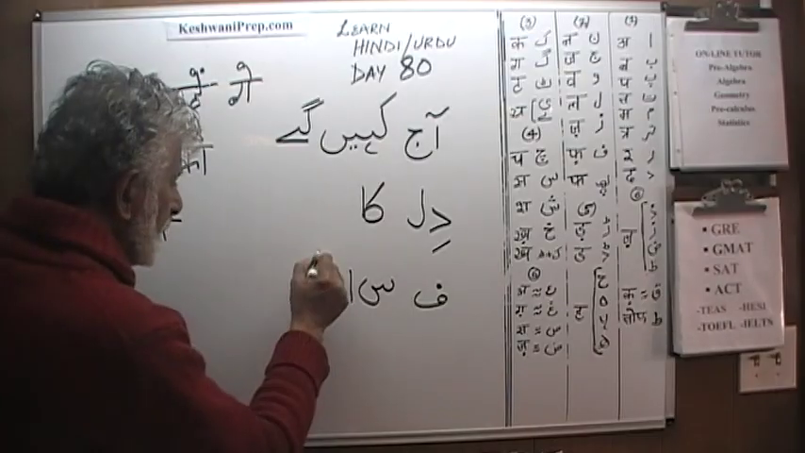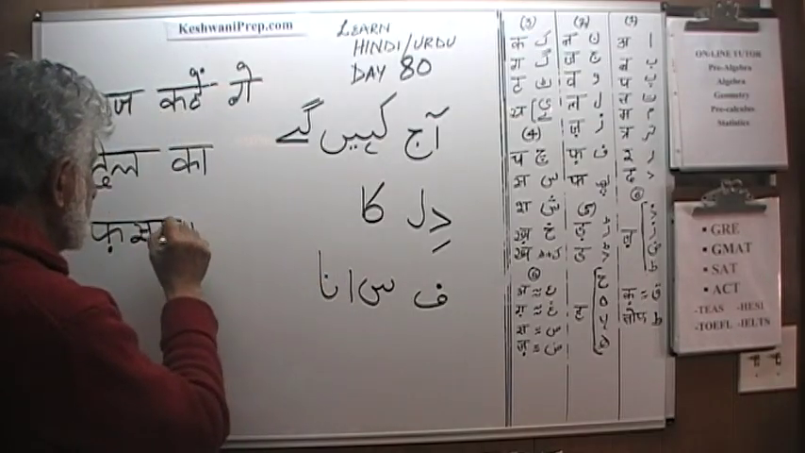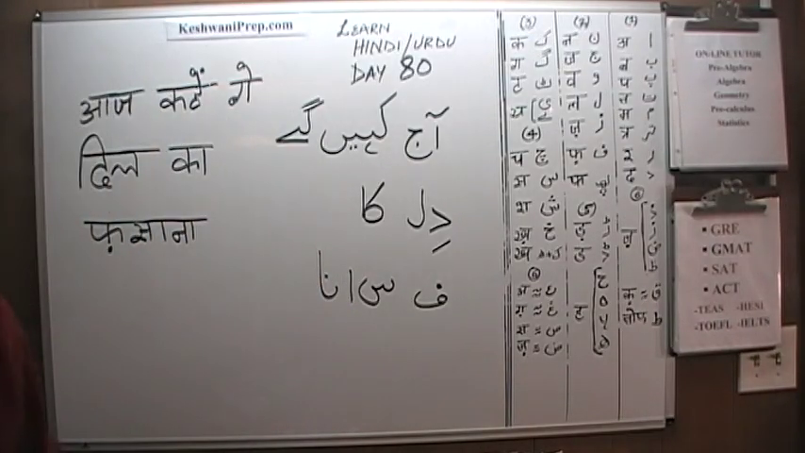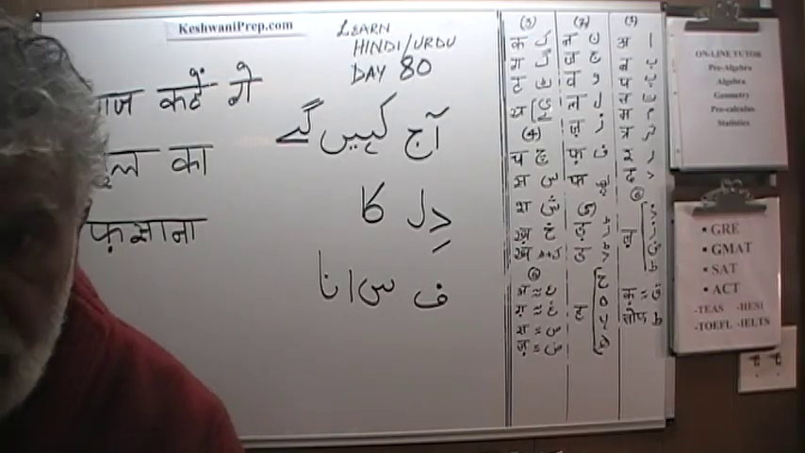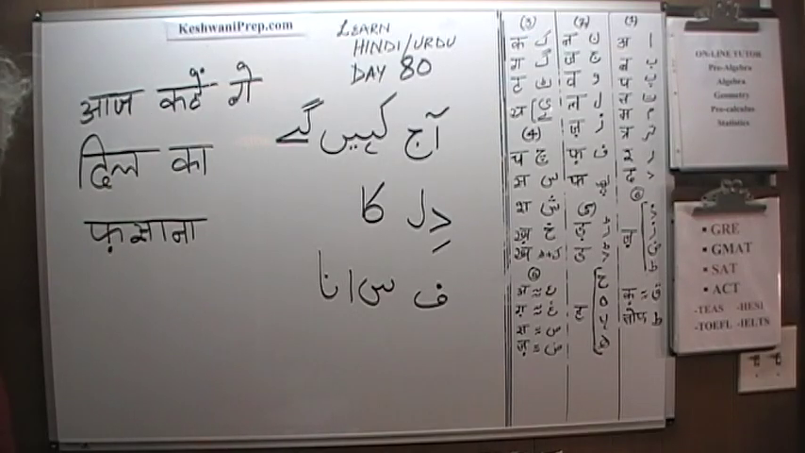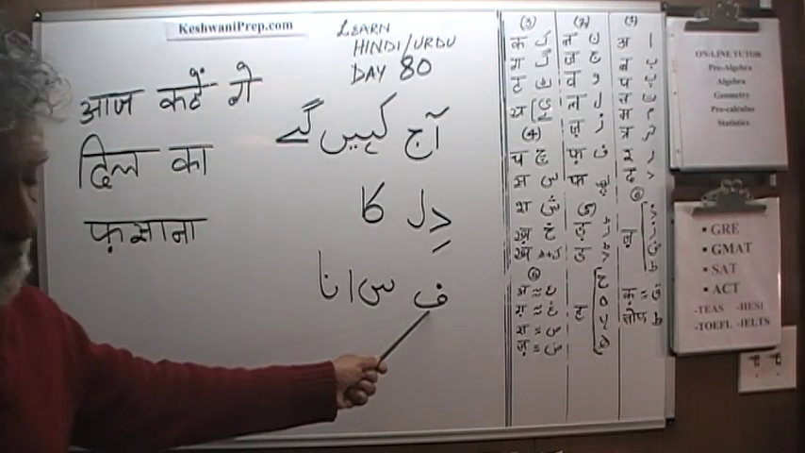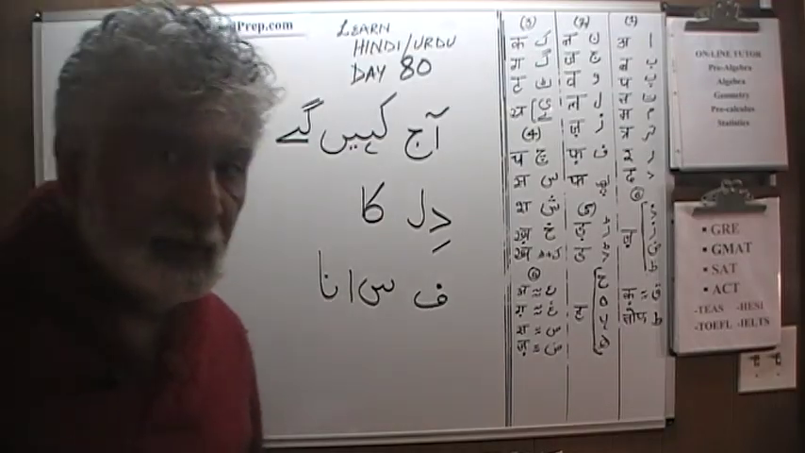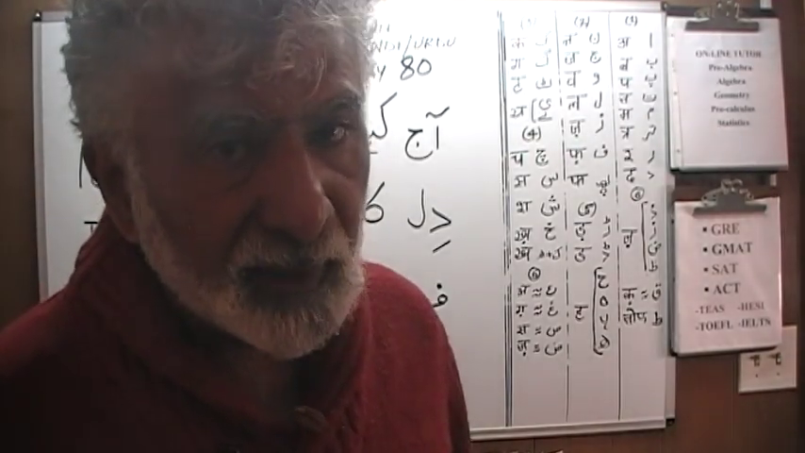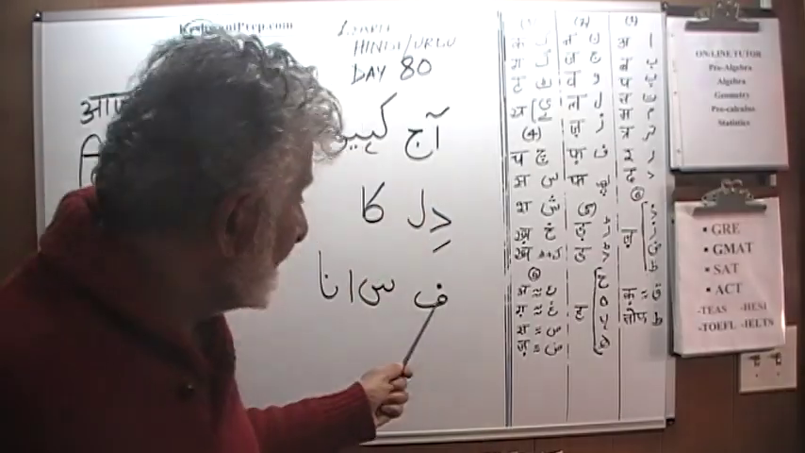And then we do na. Okay, watch what happens. There are a couple of complications in this word. The first complication we already talked about: the first sound here is f, not ph. We need a fe, the letter fe.